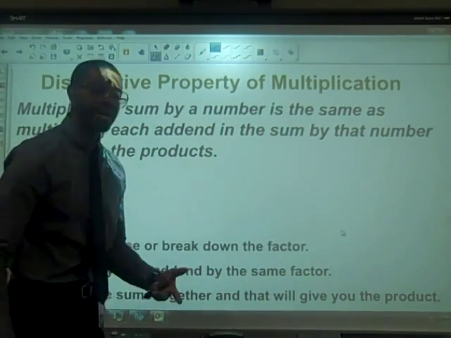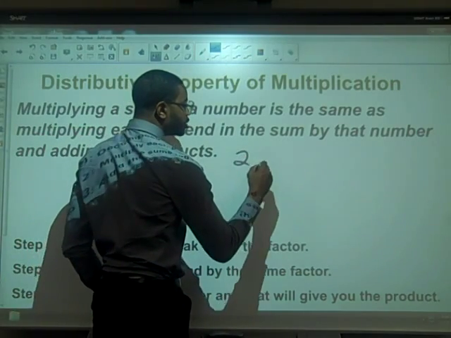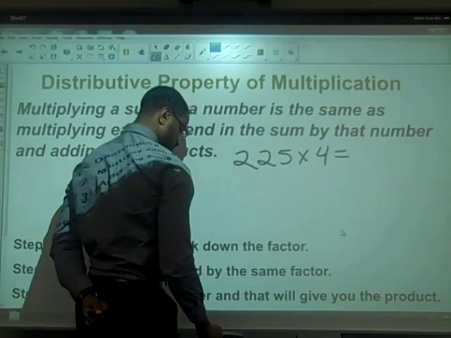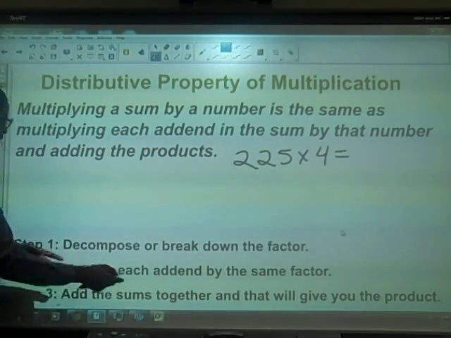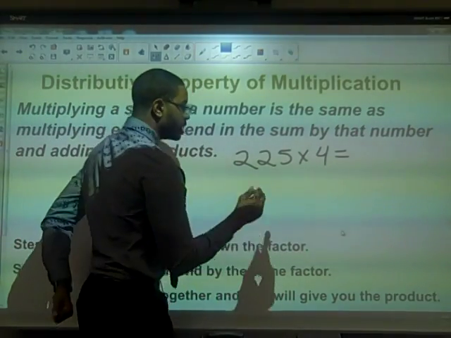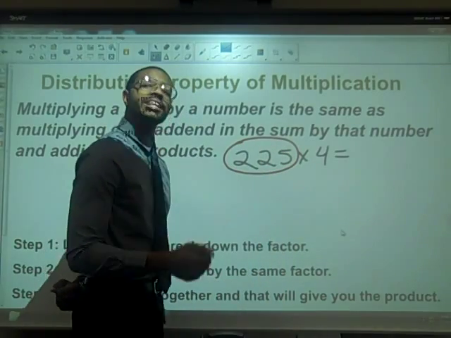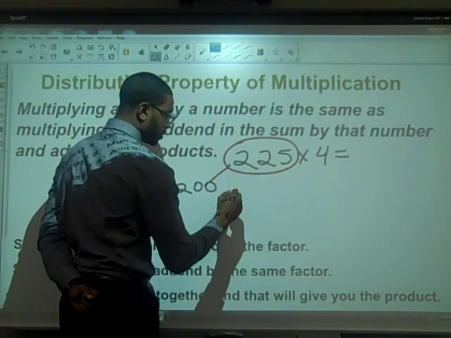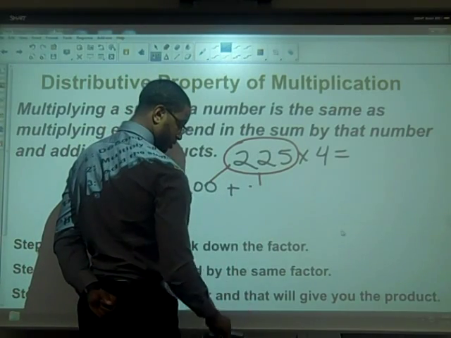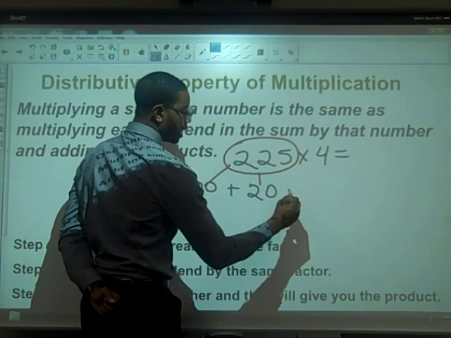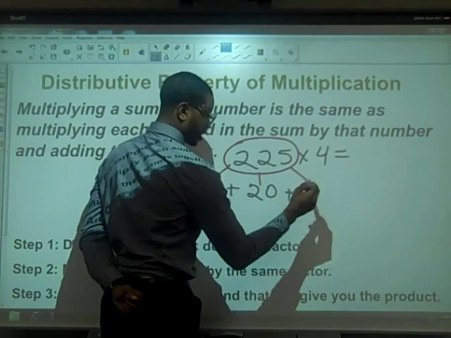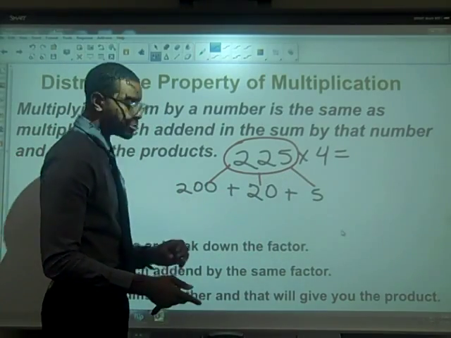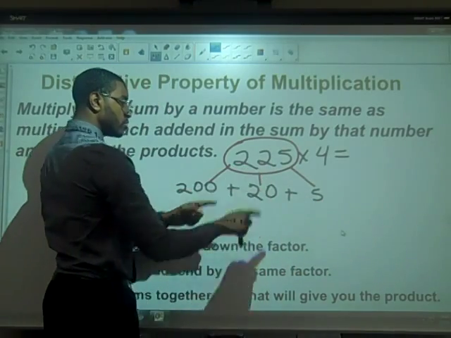For our next example, let's try a large number like 225 times 4. Let's try that one. When I think of 225, step 1 says decompose or break down that factor. So I'm going to take 225 and break that down. When I think of 225, I think of 200 plus 20 plus 5. All I did was take 225 and write that in expanded form. 200 plus 20 plus 5 gives us 225.